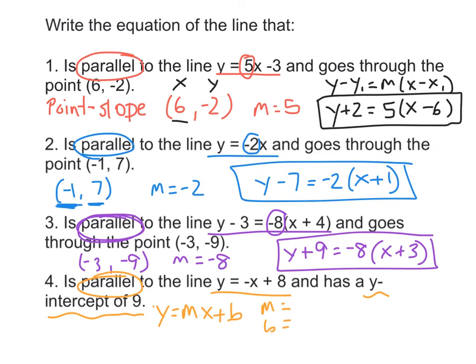We want the slope to be the same slope as this line right here because they're parallel. So the slope is this number in front of x, which is -1. The b value of our new line, because it says we want to write the equation of a line that has a y-intercept of 9, we know our y-intercept is going to be 9. So we're going to write y = -1x + 9.